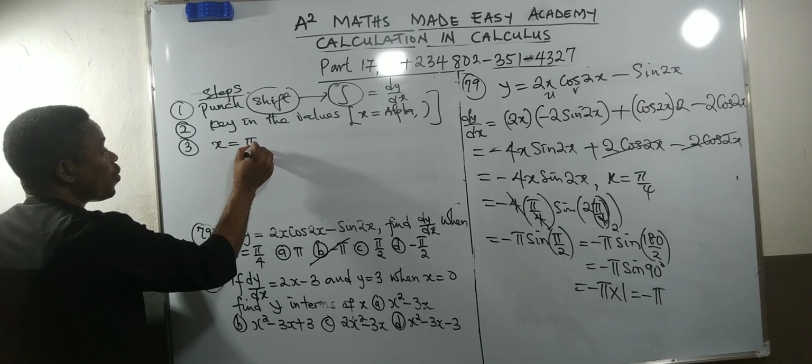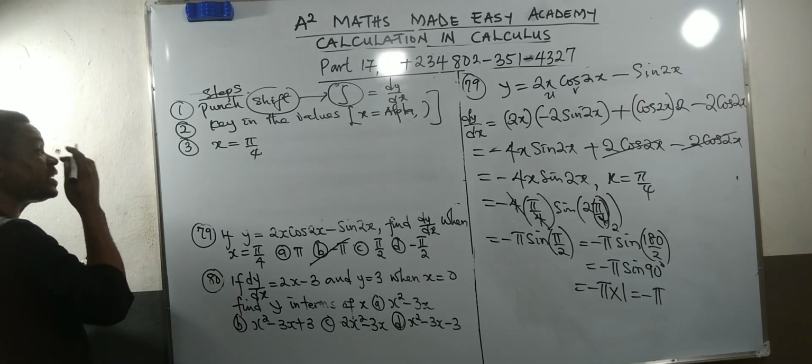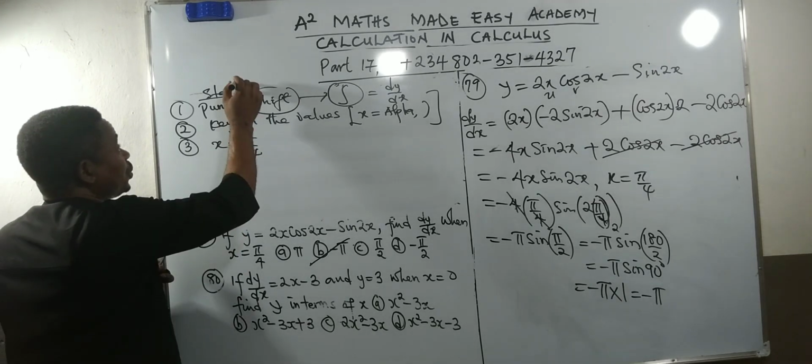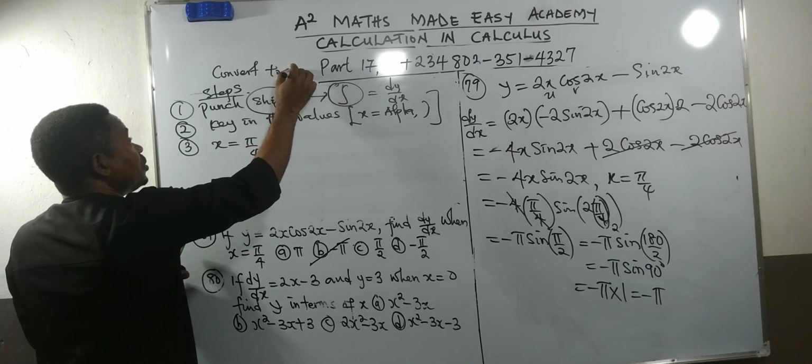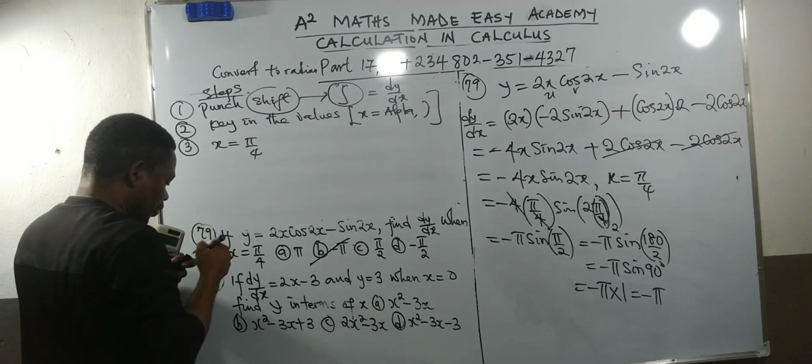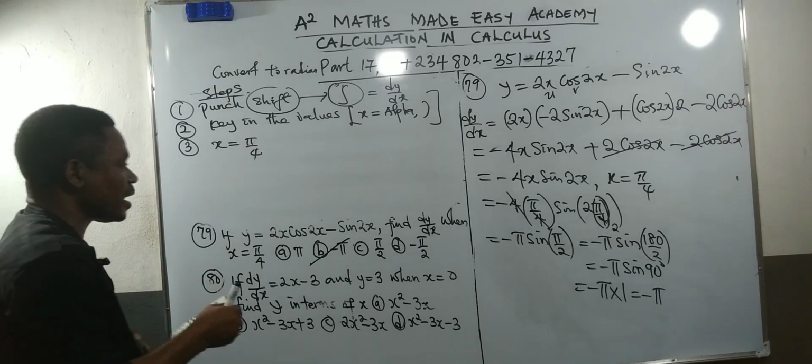Then after that, you now Q in the value of x. X is rad over 4. But before then, anytime you're solving anything that has to do with trigonometry, please convert to radian. Convert to what? Radian. Don't forget. Now, let's follow these steps sequentially.